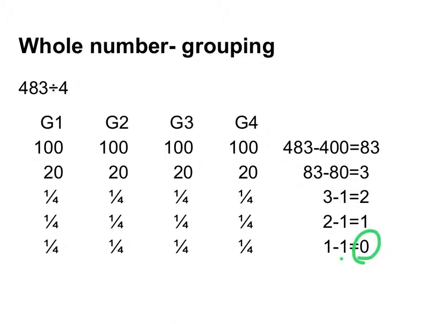483. So then again, my answer is how much each group has. If I look at this, I have 120 and 3/4. So 483 divided by 4 is 120 and 3/4, which is the same as 120 and 75 hundredths, or 120.75. Those are equivalent. One's just in decimal form and one is in fraction form.